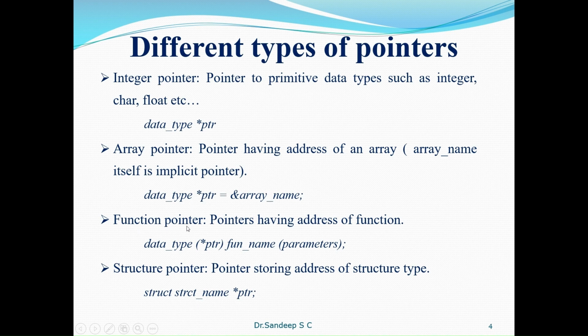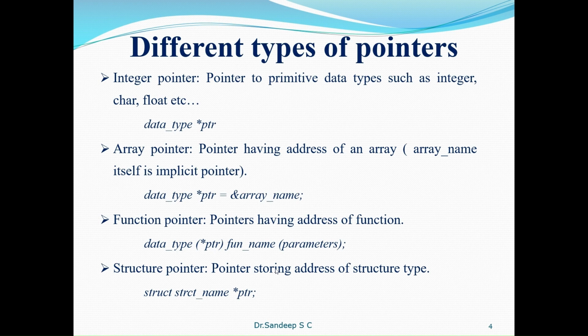Then we have a function pointer. When we say function pointer, these pointers will be pointing to a function. To define a function pointer, first we write the return data type, then the pointer which is pointing to the function, then the function name, and then the parameters or the argument list. So this pointer is defined as a function pointer here, pointing to a particular function. We can also change the function. We can point this function pointer to different functions in the program.